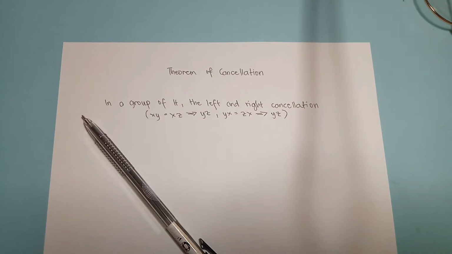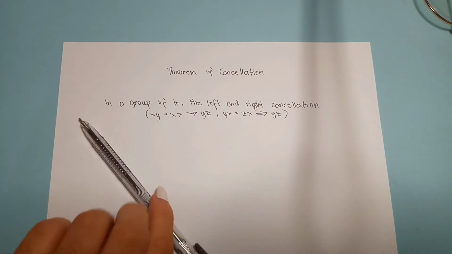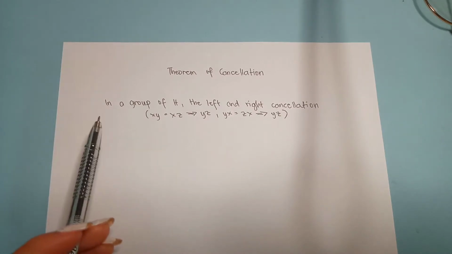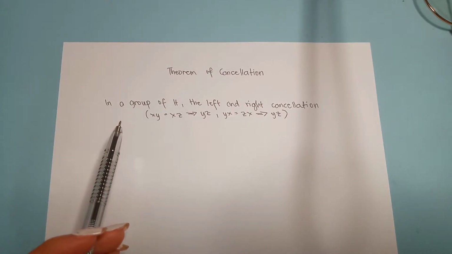So today, I will discuss the proof of the theorem of cancellation and the proof of the theorem of the one-step subgroup test. First, I will discuss the proof of the theorem of cancellations. This one says if you take any group, the left and the right cancellation hold.